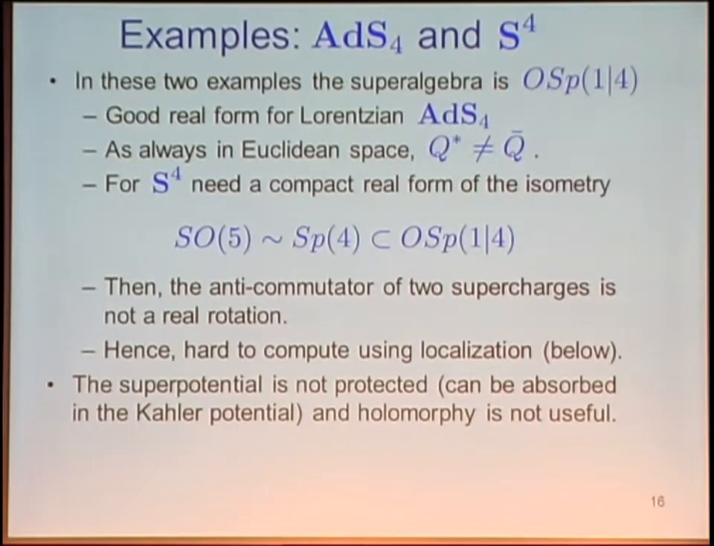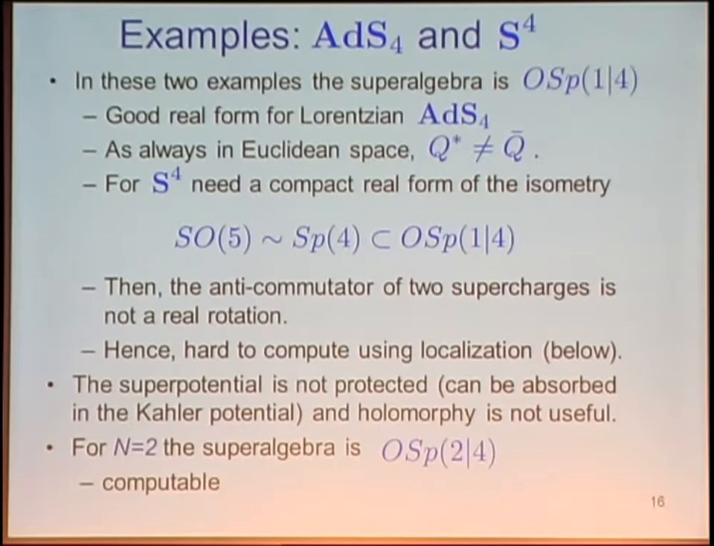So holomorphy is not useful, and we cannot compute much unless we go to N=2. In N=2, the algebra is OSP(2|4), and therefore it's computable, and you will see the computations in Pestun's work. So N=1 on S4 or AdS4 is not computable, N=2 is computable.